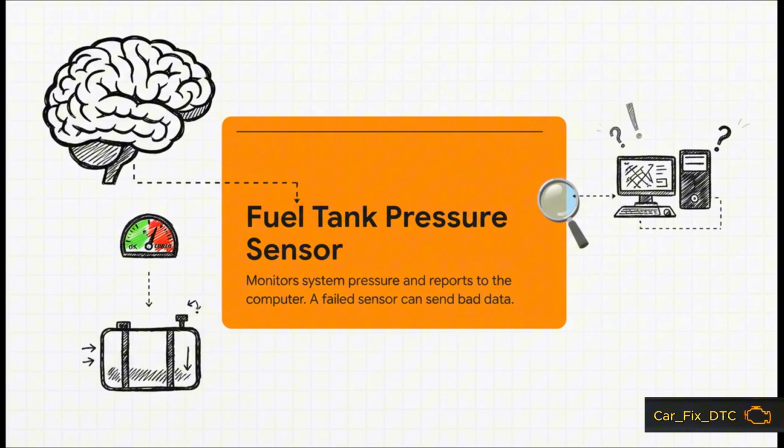And finally, if you've checked everything else and you're still stumped, you have to consider the sensor itself. The fuel tank pressure sensor is basically the computer's informant. It's what tells the computer what the pressure is inside the system. If that sensor goes bad, it can feed the computer junk data, making it think there's a leak or a valve problem even when everything is actually sealed up tight.